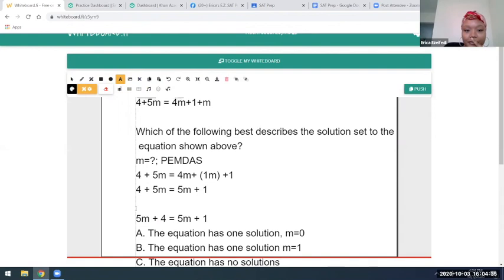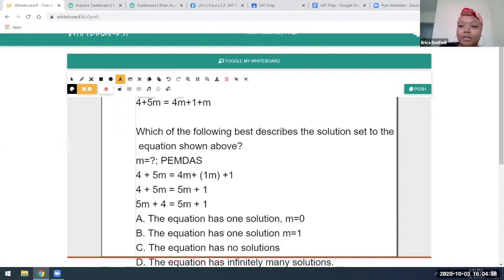If 5m plus 4 equals something. Well, let's see. What we have in common on each side of the equal sign, we have 5m. 5m here and 5m here. So that's going to have the same value. But the next number we have is +4 on the left side and +1 on the right side. So we know that this equation is not true. It has no solutions. How we can check that is we could substitute 0 for m.